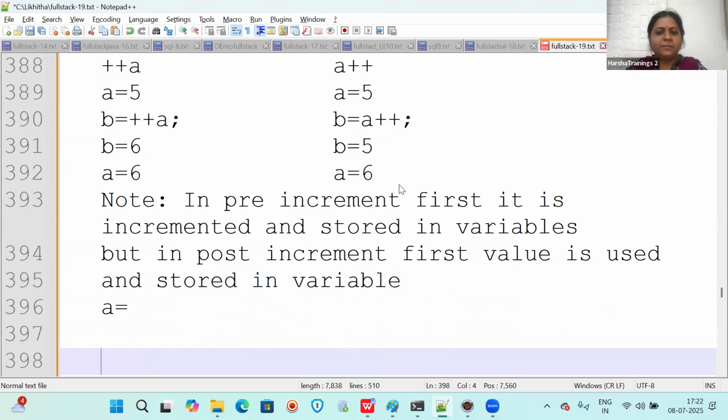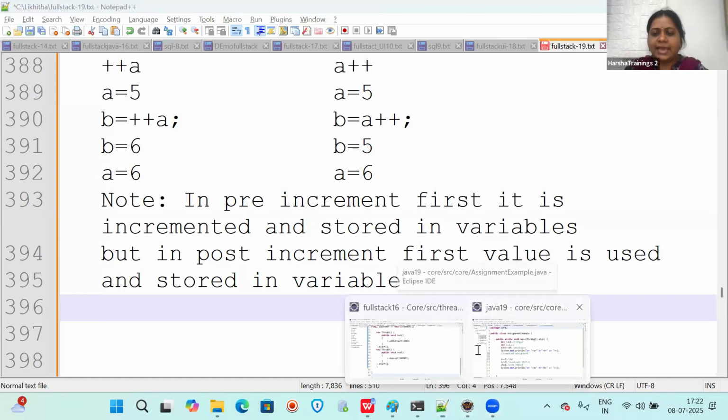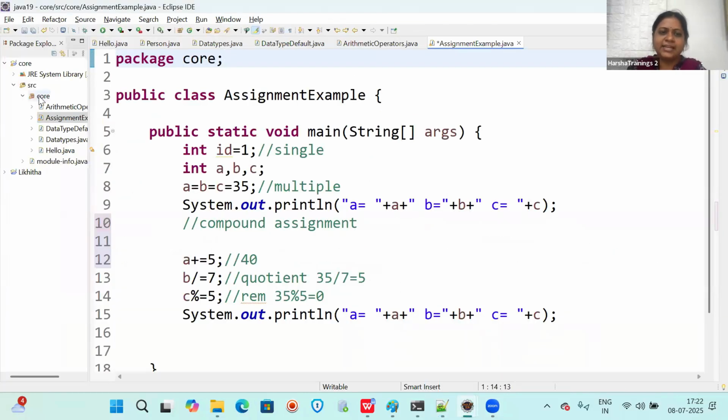Okay, so in the pre-increment, first it is incremented and stored, but in the post-increment, first the value is used and next it is stored in a variable. So that is the difference between pre and post. Now we will see this in the practical format. Okay, let us go to the Eclipse and let us write here.